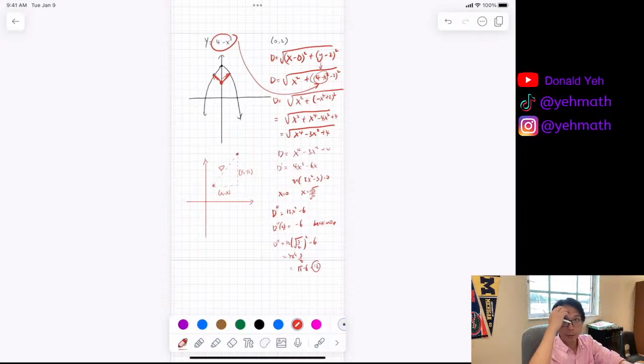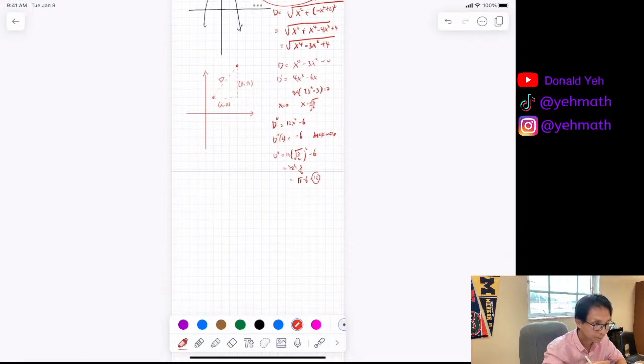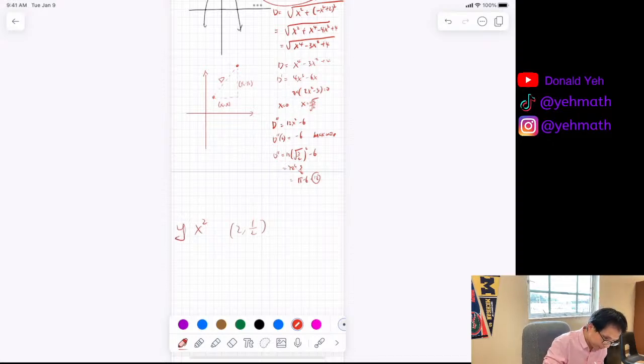Okay, so I'll let you try one question. How much time do we have? So I'll let you try this question. This is part of your homework. So this is y equal to x squared, and I want you to find the shortest distance from 2 and 1/2.